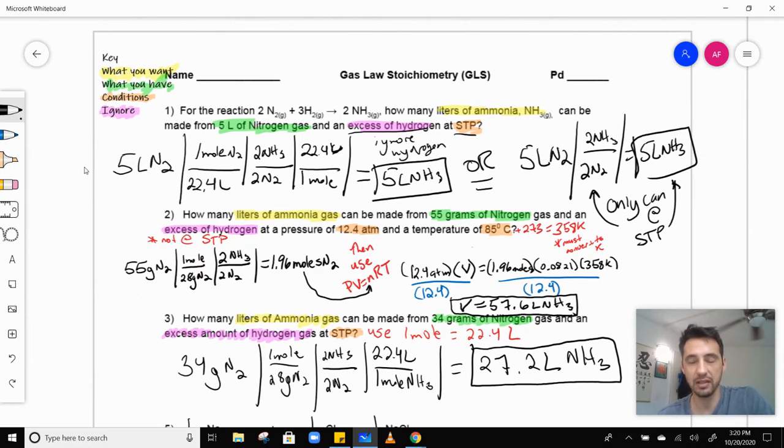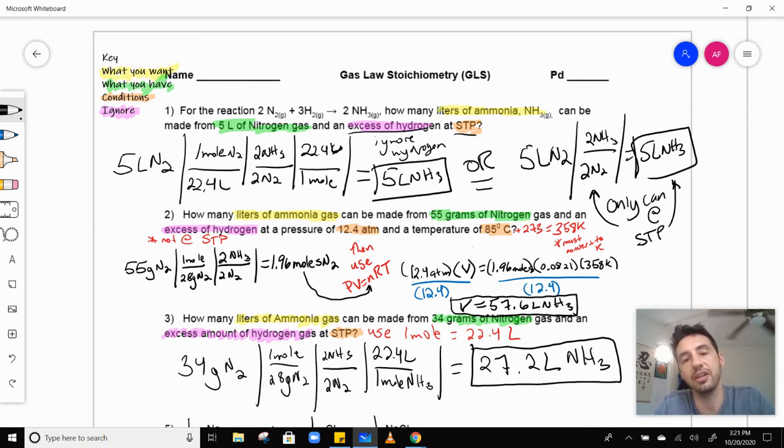Okay. So a lot of these gas law stoichiometry problems are very similar to regular stoichiometry problems. However, they throw the gas laws in there. And if it's at STP, so for example, this first one, we have this reaction and it's occurring at STP. So the conditions are standard temperature and pressure.